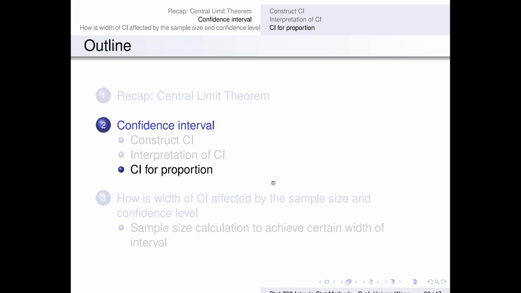So that's the interpretation and how to construct the confidence interval. In the next video, we'll consider a special case, the confidence interval for a proportion. That will simply apply this confidence interval procedure to the case of estimating a proportion. So we'll stop here for this video.